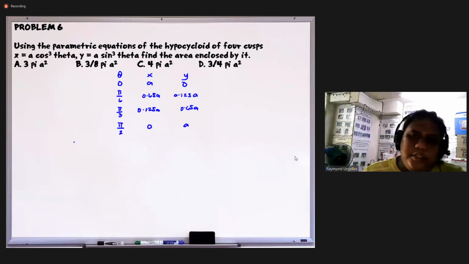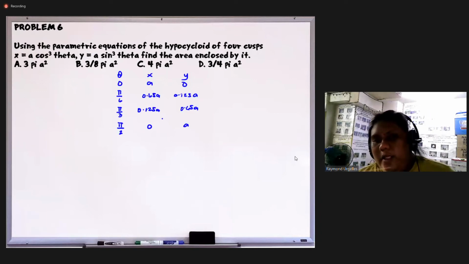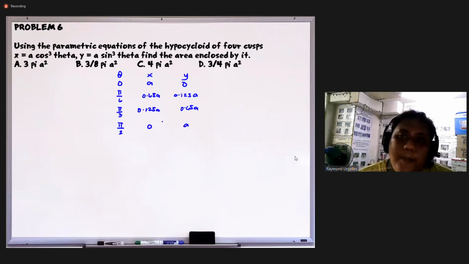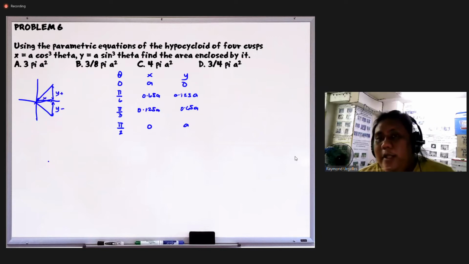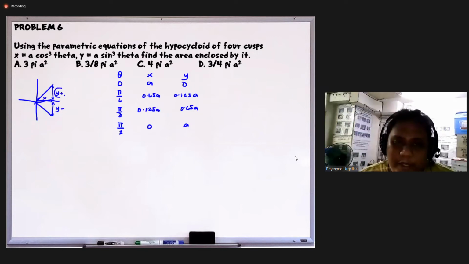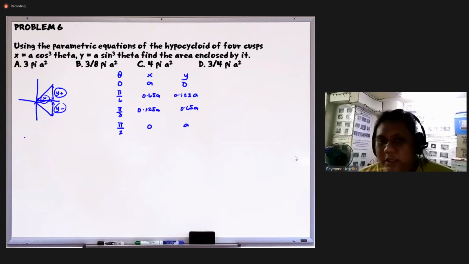So any questions dito? Okay? And again, test natin yung symmetry. Diba? So ano ba yung sa symmetry natin? Pag symmetric siya with respect to the x-axis, ibig sabihin hindi magbabago yung x kasi ito lang yung x niya, diba? Hindi magbabago yung x pero yung y, from positive magiging negative. So therefore if we replace y with negative y, we should get positive x, diba?